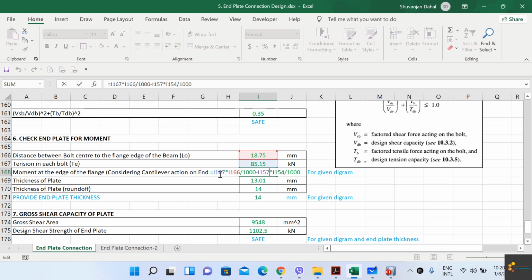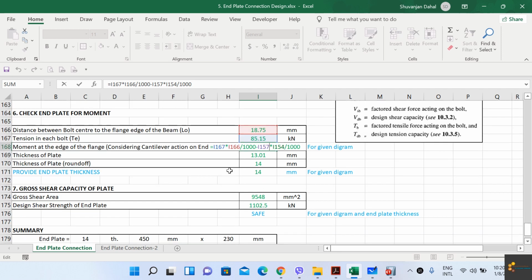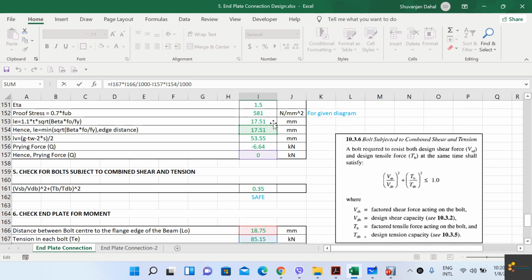Let me see the formula that I've used here. I167 into I166. That means the tension in each bolt multiplied by the distance between the bolt center to the flanges, which is 18.75. I divided it by 1000 to get the value in kilonewton. Minus this here, the value of this LE that we have calculated for calculation of prying force, into prying force value.